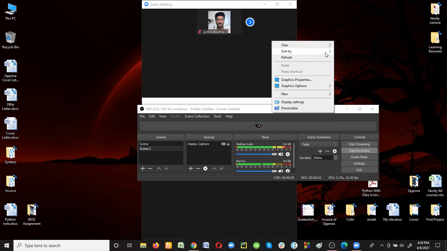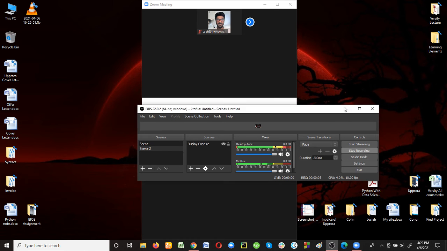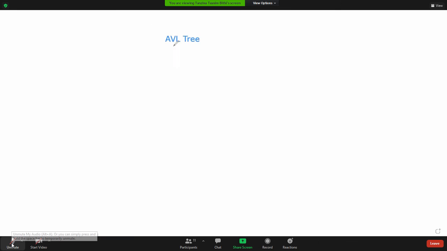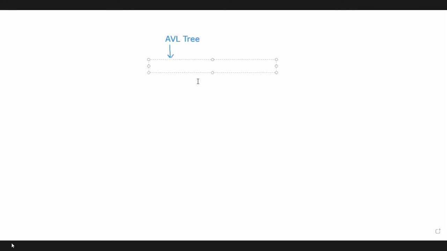What is an AVL tree? This tree is named after its three inventors: Adelson-Velsky and Landis. So today we'll discuss this AVL tree, which is named after its inventors. Before starting this tree, at first we need to know about the binary search tree.